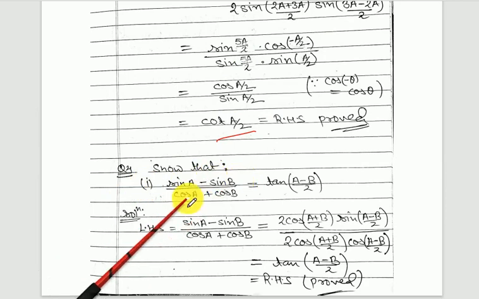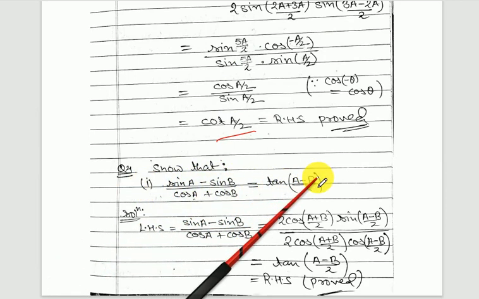Question 4, show that sine A minus sine B upon cos A plus cos B equal to tan A minus B upon 2. We will start with our left hand side. So this is like sine C minus sine D, here cos C plus cos D. Use the formula, substitute the values, and you will get your right hand side, tan A minus B upon 2.